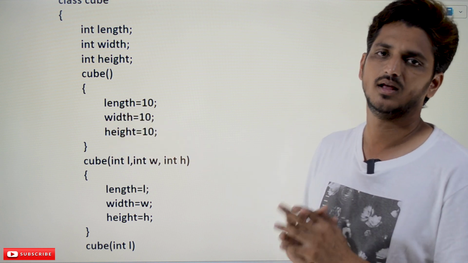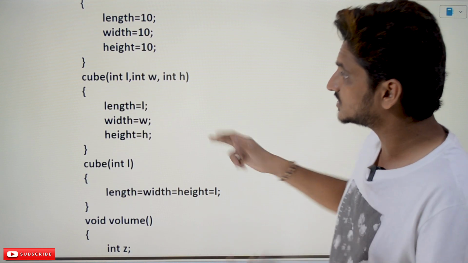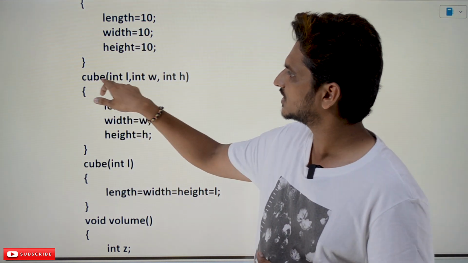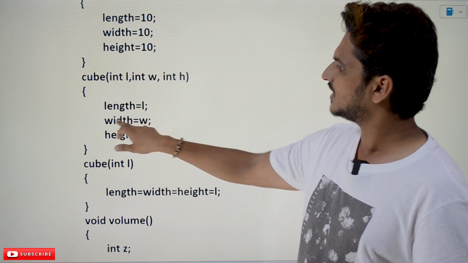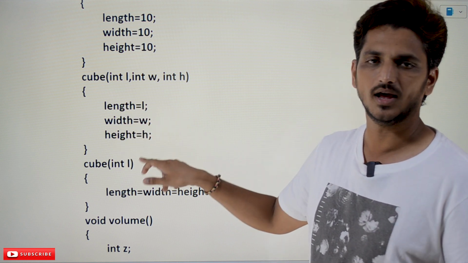Similarly, the next constructor we have written here is Cube(int L, int W, int H). Length is equal to L, width is equal to W, height is equal to H.